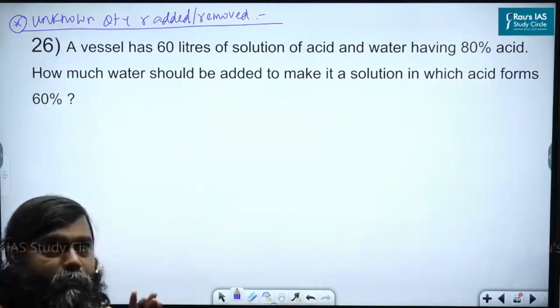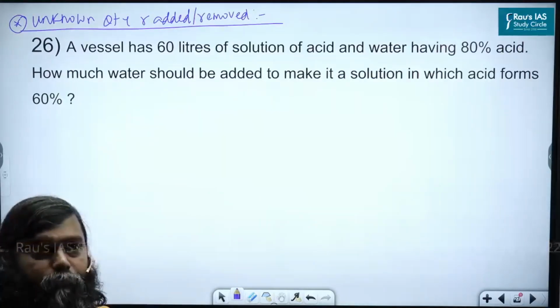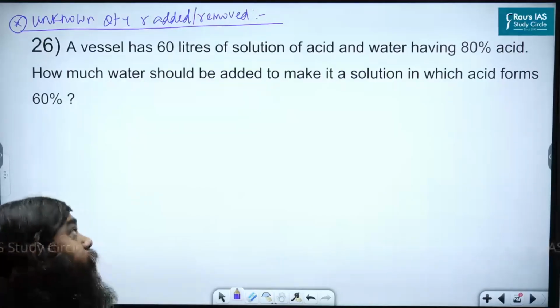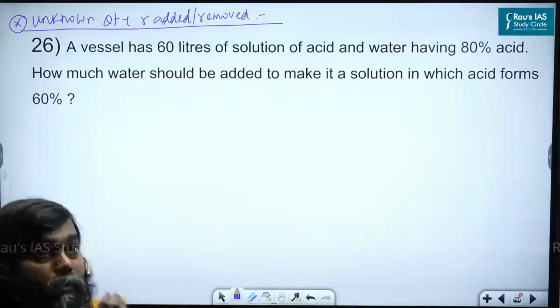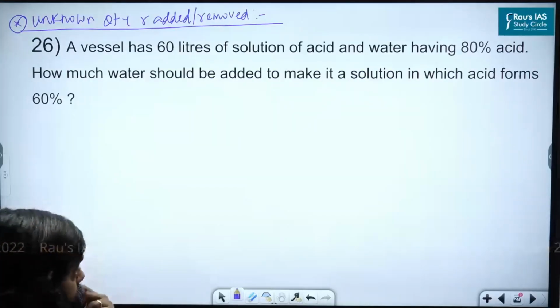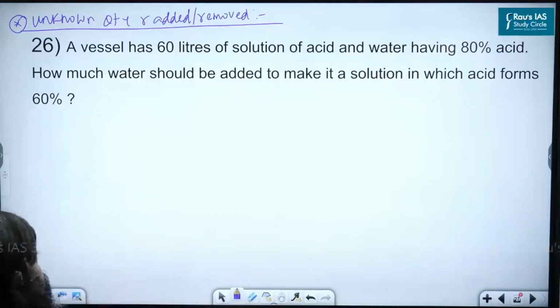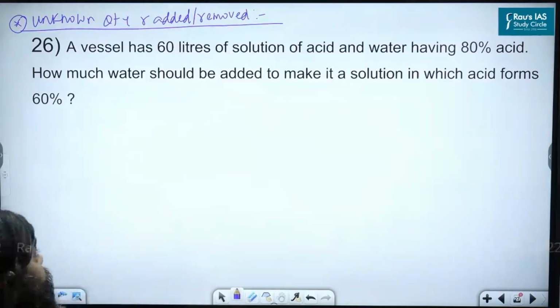Ankita, how do you try it? Sir, I used the previous method. Original is 100 and it had 80% acid. Now we have to make it 60% acid. So the difference is 20 or original value is 80. Oh, Madam Ji, that question is different. This is a different type. Unknown quantities are added or removed. You write 80 for 60, but after that you have to think some more thing. I will teach you like that, don't worry.